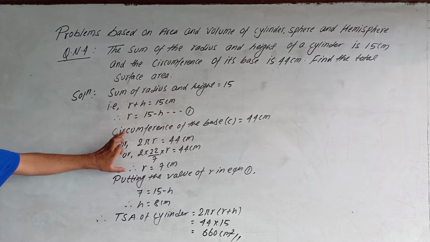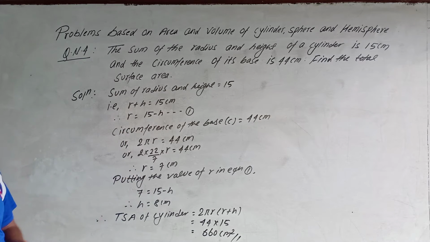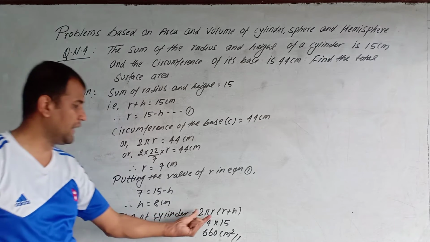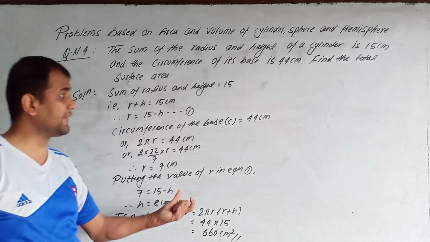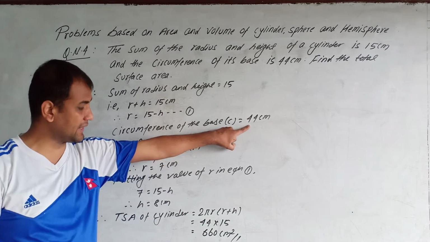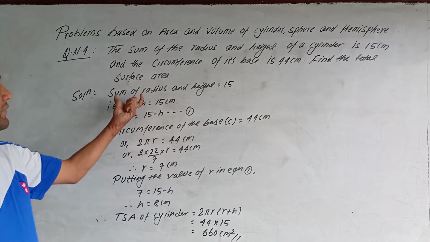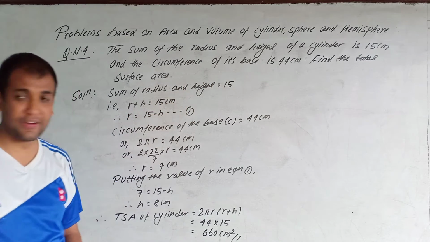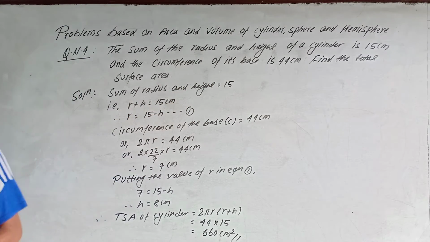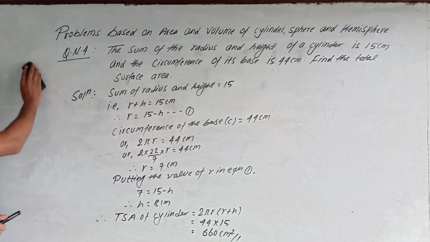Without finding the values of r and h, we find the total surface area directly using the formula 2 pi r into r plus h. 2 pi r is the circumference of the base, equal to 44 centimeters, and r plus h means the sum of height and radius, equal to 15 centimeters. So we discuss our fifth question.